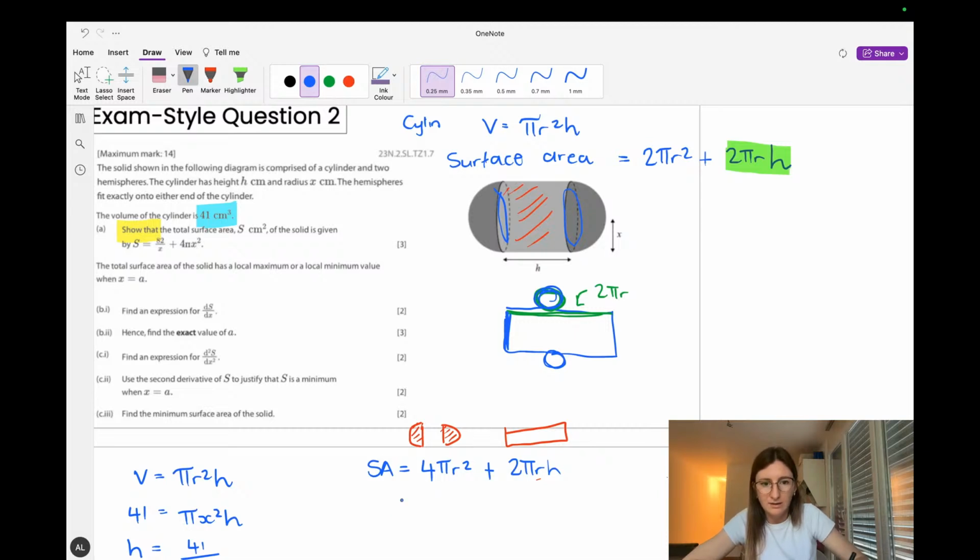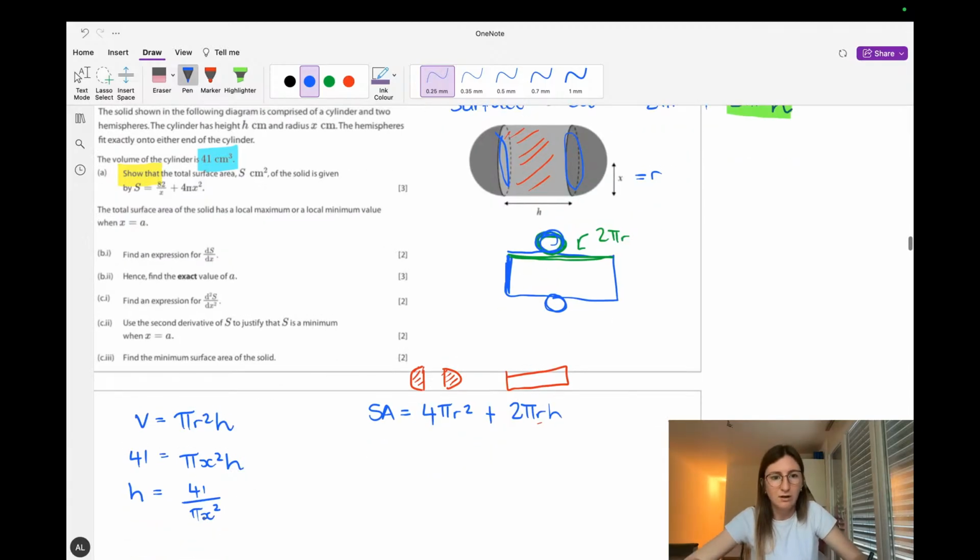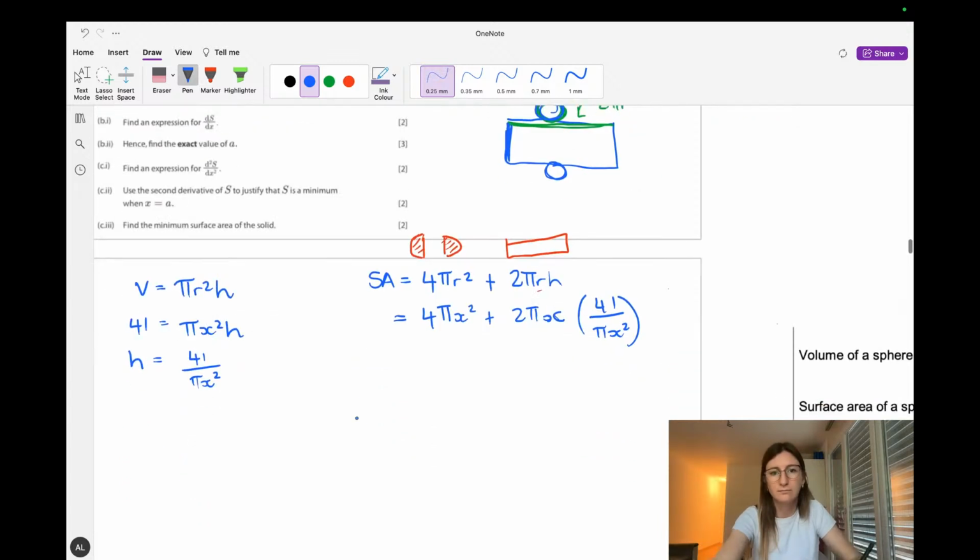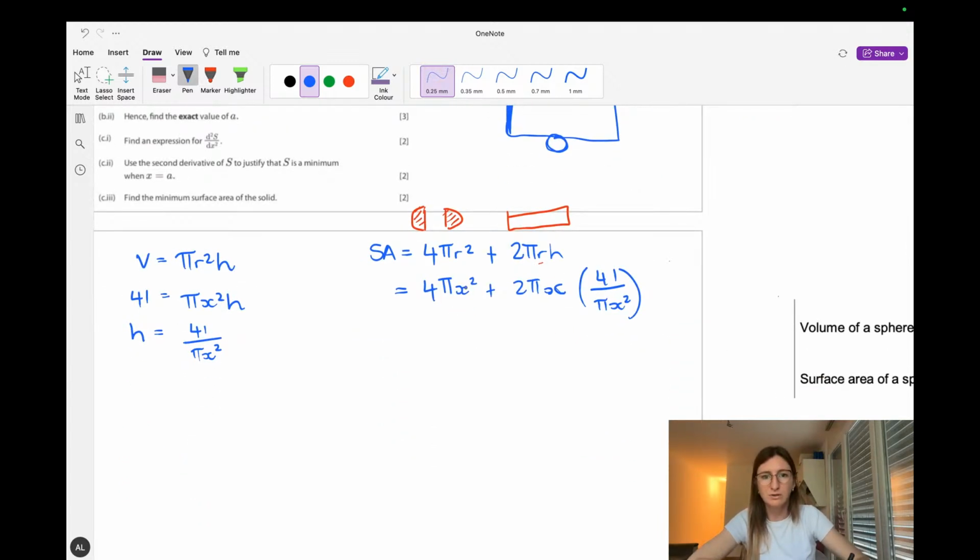Okay, and now let's put it in terms of our variables, which was x for r, and for h, remember we'd written h in terms of x. So let's put that all together. 4 pi x squared plus 2 pi x, and instead of h, 41 over pi x squared. Okay, that's all in terms of x and no h.